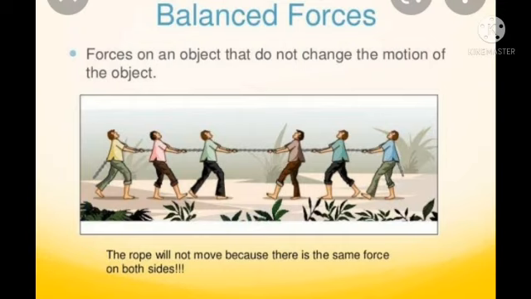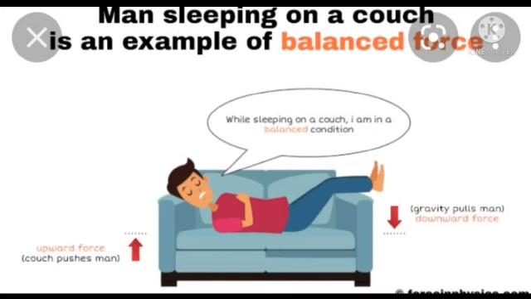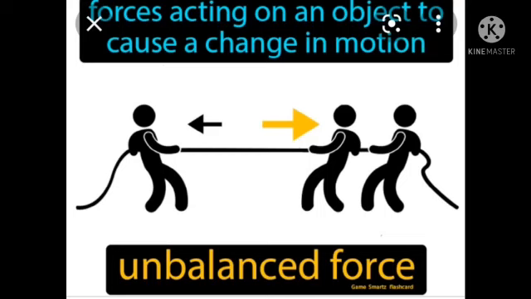The rope is not going to change its position or motion. Why? Because the force applied on both sides is equal. So when equal force is applied on both sides, and the motion of an object remains unchanged, then we can say that balanced force is applied to the object. In the above slide, the boy sitting on the chair is an example of balanced force. In this slide, the man sitting on the sofa is an example of balanced force.